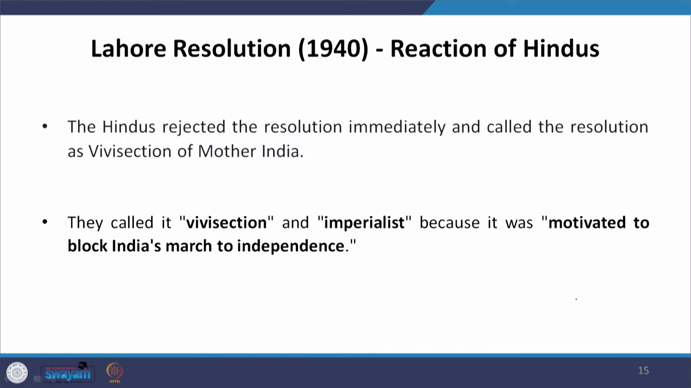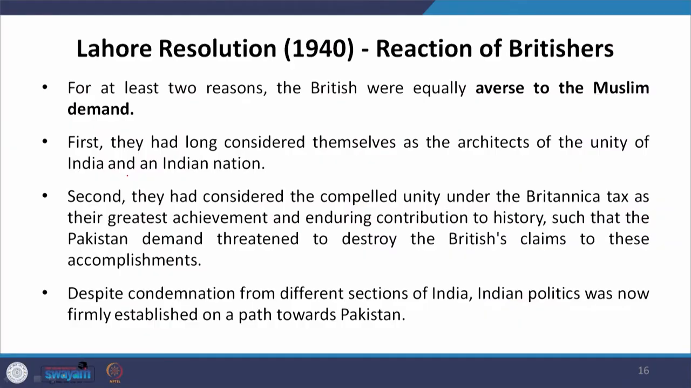Now, we look at the reaction of the other sections towards the Lahore Resolution. The Hindus outrightly rejected such a resolution, and they called it the vivisection of Mother India. It was called vivisection and full of imperialist ambitions, because such a resolution, as the Hindus saw it, was motivated to block India's march to independence. Now, when we look at the reaction of the Britishers, we see that for at least two reasons, the Britishers were also equally averse to the Muslim demand.